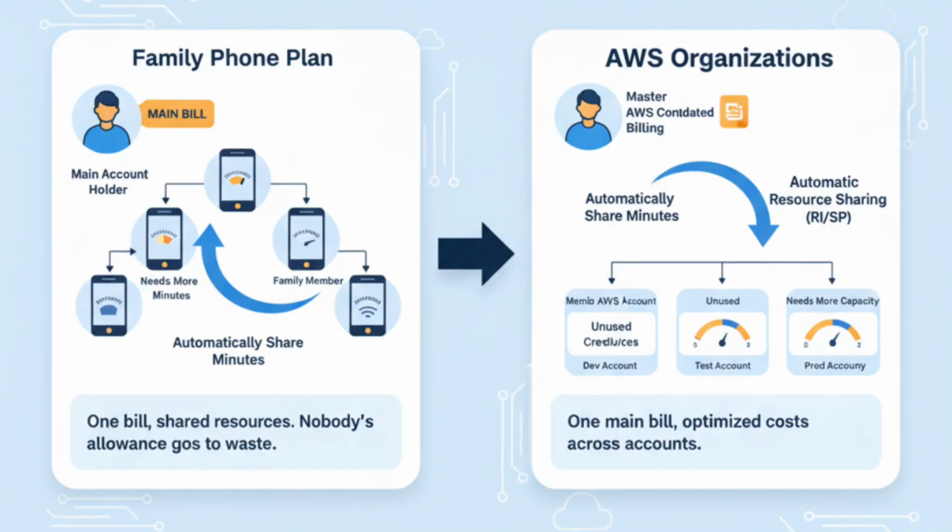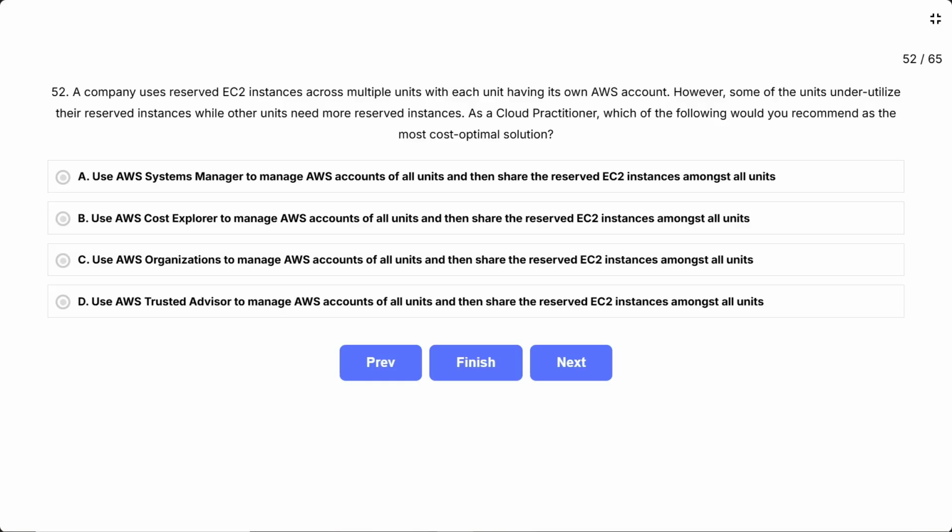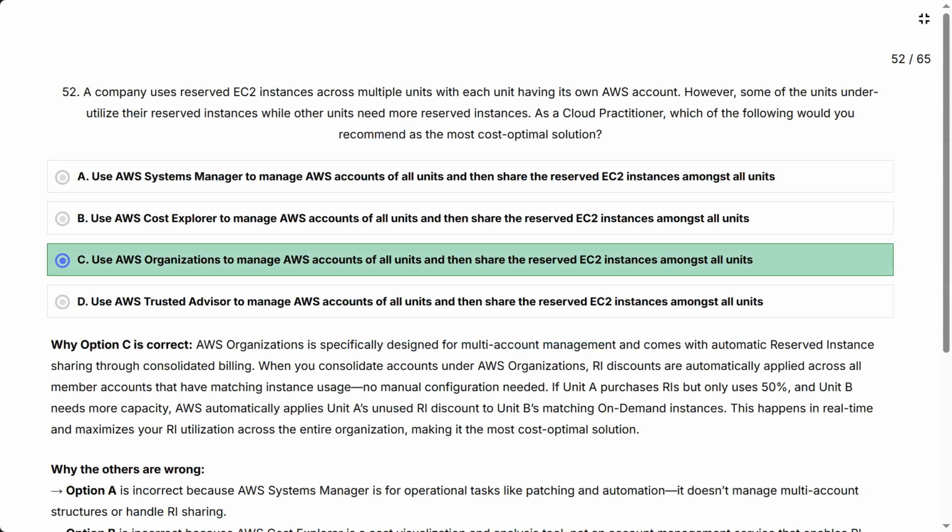Think of AWS Organizations like a family plan for phone service. When one family member doesn't use all their minutes, another family member can automatically use those extra minutes. Nobody's allowance goes to waste. The billing just happens automatically under one main account. The correct answer is C. Use AWS Organizations to manage AWS accounts of all units and then share the reserved EC2 instances amongst all units.